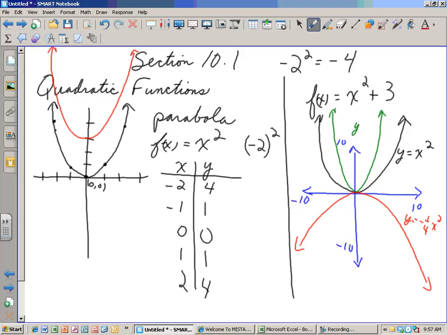The green is y equals 2x squared. The bigger the number, 3x squared, 4x squared, 5x squared, the steeper it gets, or the narrower that parabola gets. If the coefficient is a fraction, 1/2 x squared, 1/4 x squared, 1/8, that parabola opens up a little bit wider.